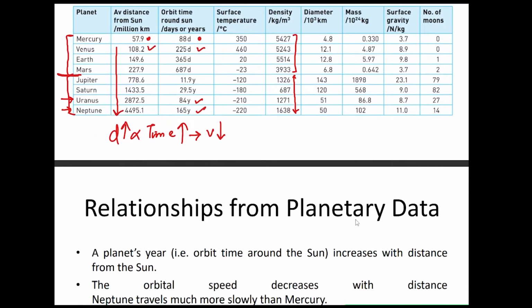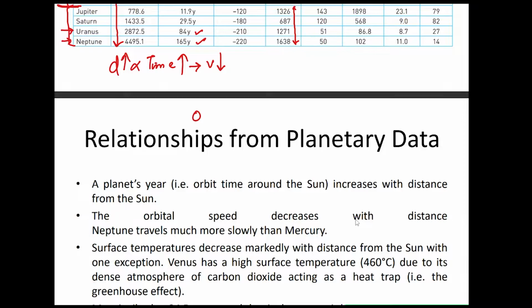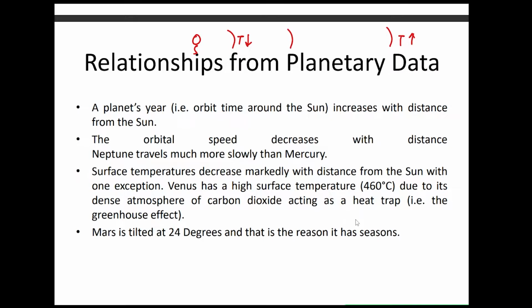Let's go on to the next slide and see. The orbital time of a planet increases with distance as it moves further away. For example, this is the Sun and these are the orbits. This orbit will have a smaller time in comparison to this one. So as far as they can go, their time will increase. They will have to cover a larger orbital radius.